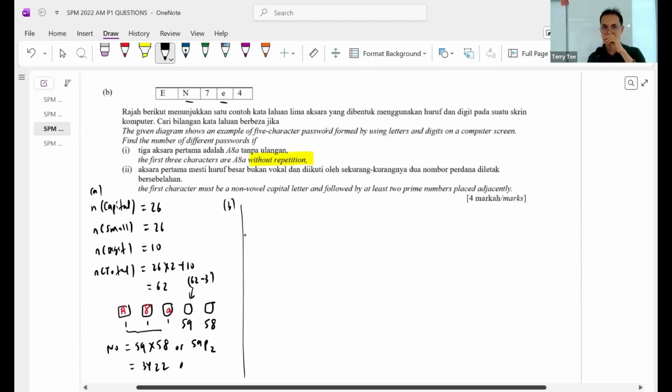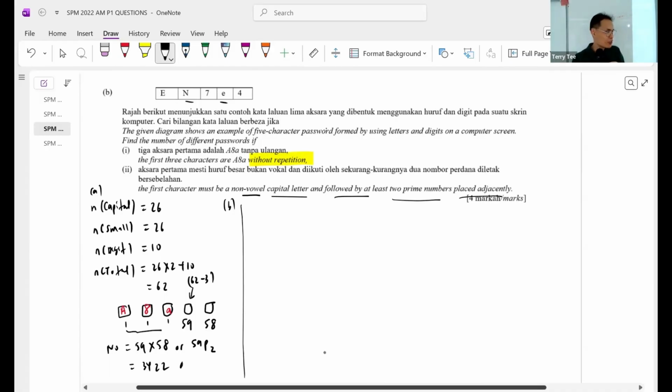Now, B. The first character must be a non-vowel capital letter, followed by at least 2 prime numbers placed adjacently. Now, I personally find this question is not clear. Why? Did they say with repetition or without repetition? No. So if they don't mention, what must you assume? With or without repetition?